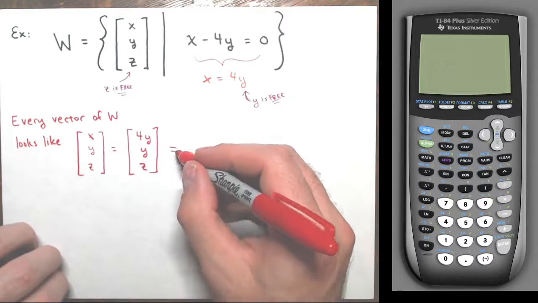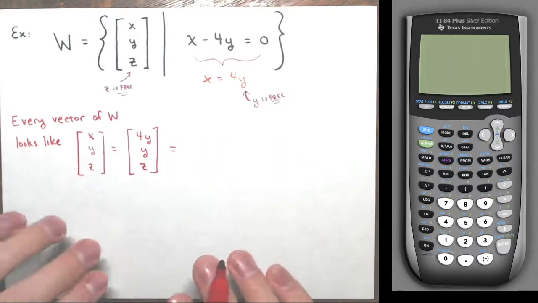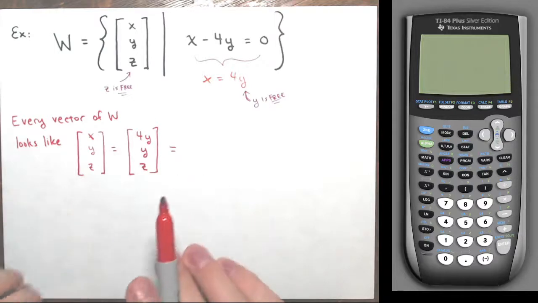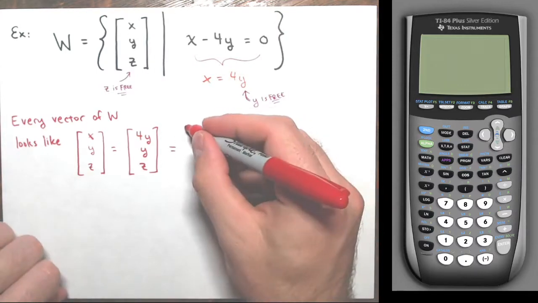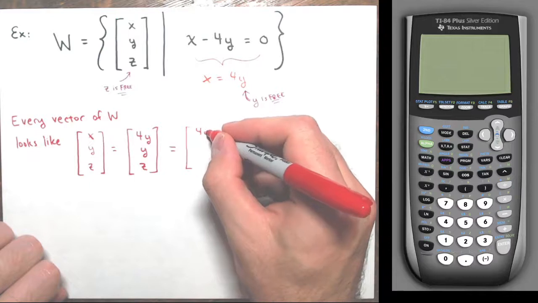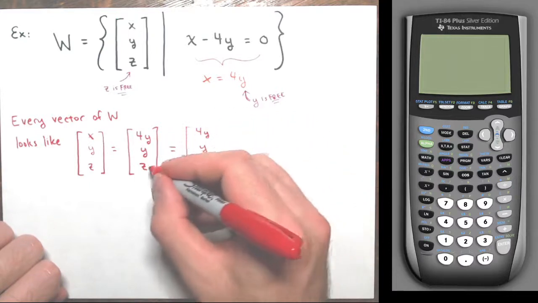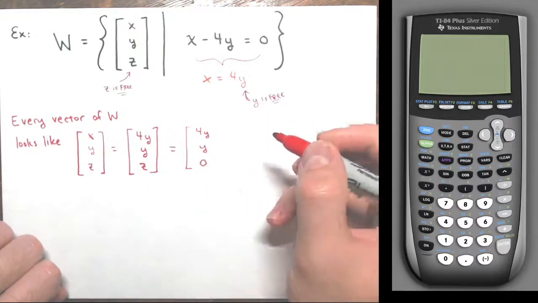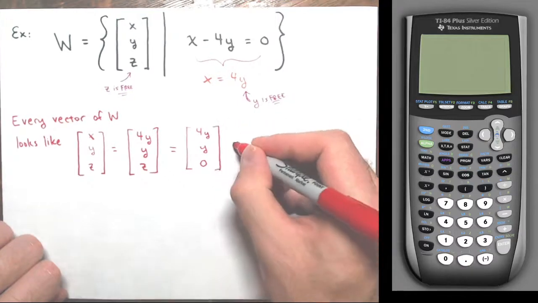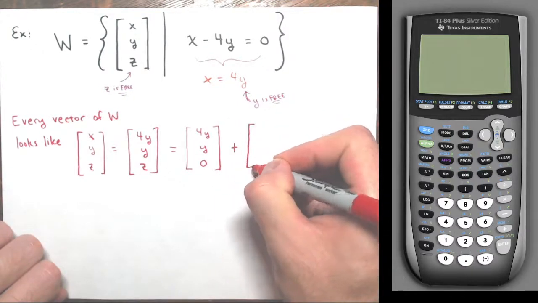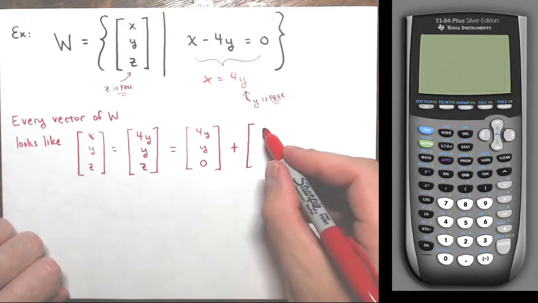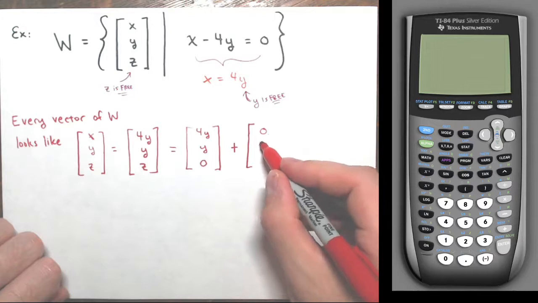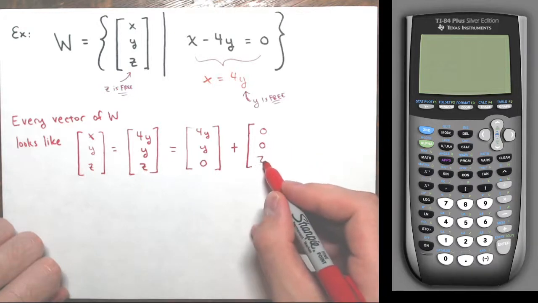Alright, and then since there are 2 variables, I'm going to separate. I'm going to write this vector as a sum with one vector involving the y's and the other vector involving z. Right. So this is equal to the sum of the vector with the y's. You have 4y in the first component, y in the second component, and there's no y, so 0 in the third component, plus a vector involving the other free variable, right, involving the z's. There's no z, so 0, 0, and then there's 1z down here, z.